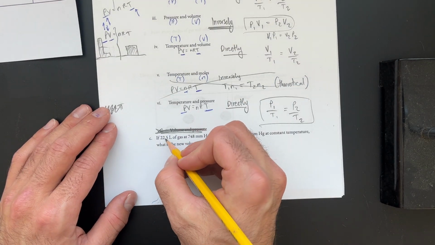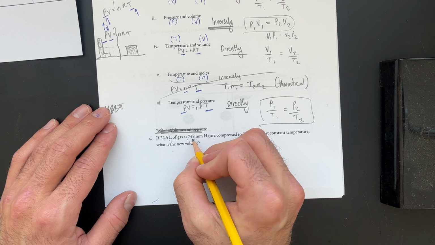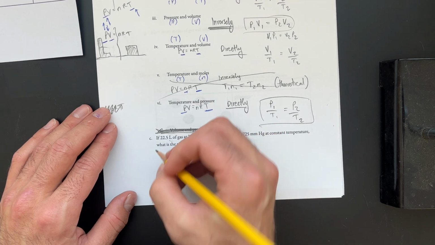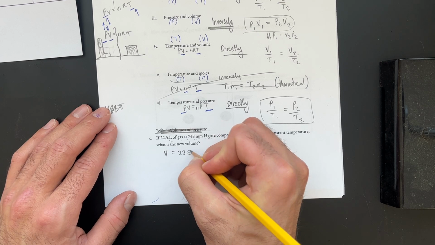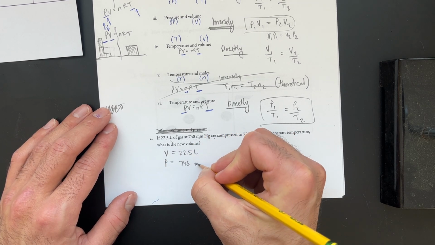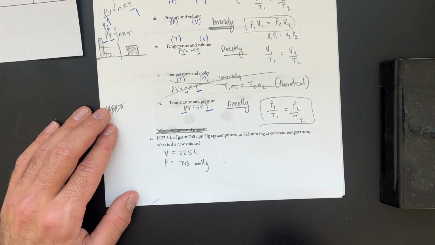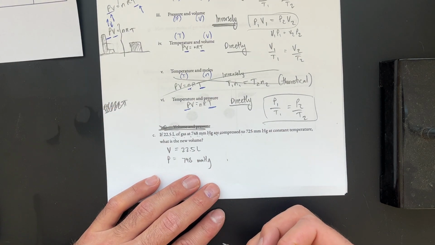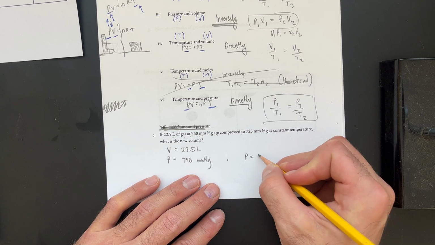What do we get? Well, 22.5 liters of gas is at this pressure, 748 mmHg. And so that's my volume, first 22.5 liters. My pressure is 748 mmHg. Cool, okay. But then it's compressed to 725 mmHg. And so what we're seeing is that there is a second pressure.